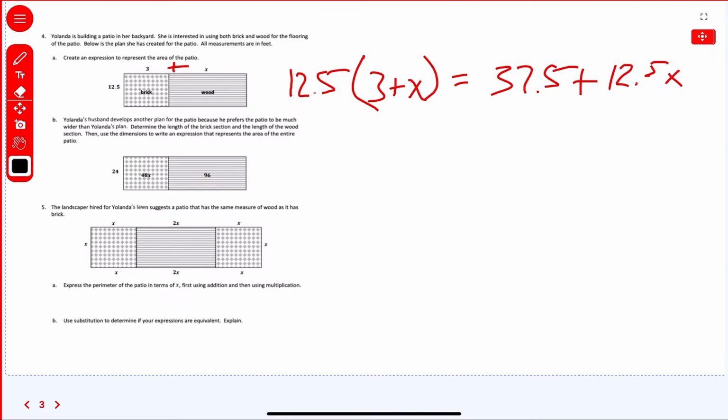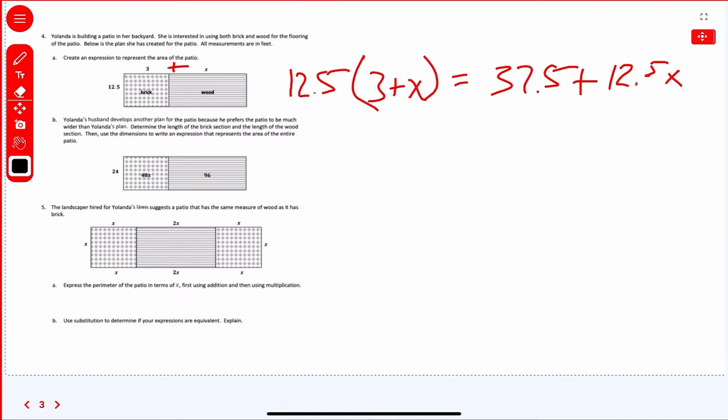Now, Yolanda's husband, now she's got to get her husband involved here, develops another plan for the patio because he prefers the patio to be much wider than Yolanda's plan. Determine the length of the brick section and the length of the wood section. Then use the dimensions to write an expression that represents the area of the entire patio.